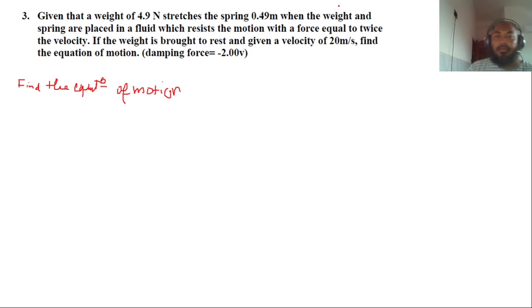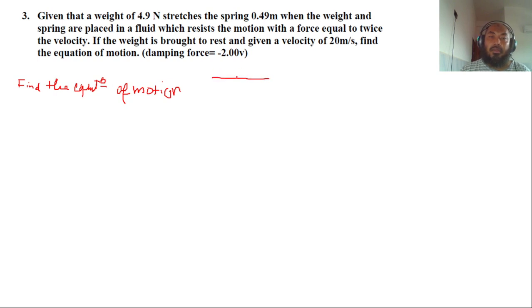Okay, let us draw this. Given that a weight of 4.9 Newton stretches the spring 0.9 meter, when the weight and spring are placed in a fluid which resists the motion with a force equal to twice the velocity, if the weight is brought to rest and given a velocity of 20 meter per second, find the equation of motion. Damping force is 2V.